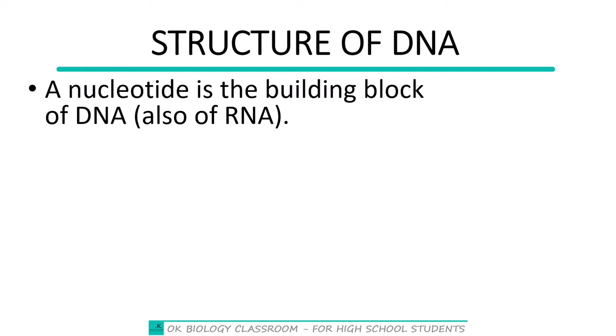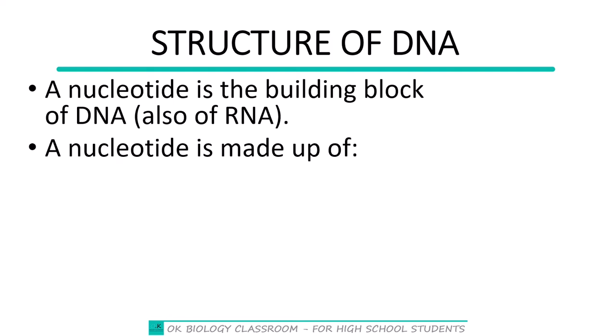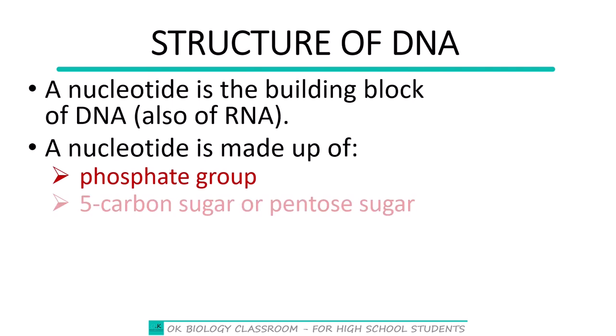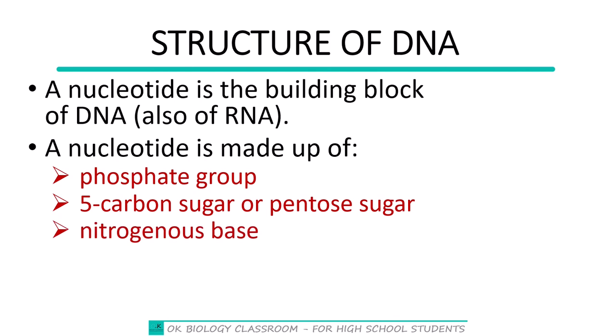Since we know that the main building block of the DNA is the nucleotide, it is essential for us to know what makes up the nucleotide. So let's get the understanding up to this stage. A nucleotide has three main parts. There is a phosphate group, there is a 5-carbon sugar or a pentose sugar, and then there is a nitrogenous base. A phosphate group, a 5-carbon sugar or pentose sugar, and a nitrogenous base. These are the three parts of the nucleotide.